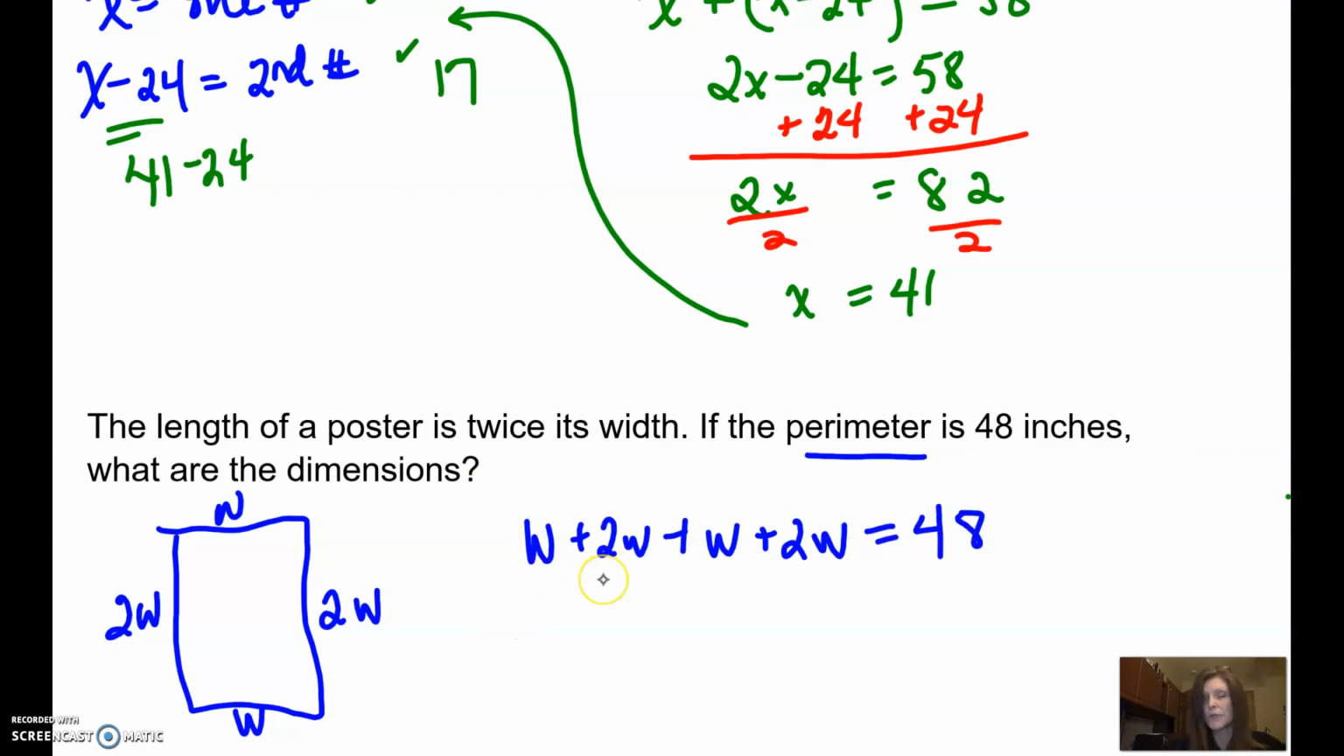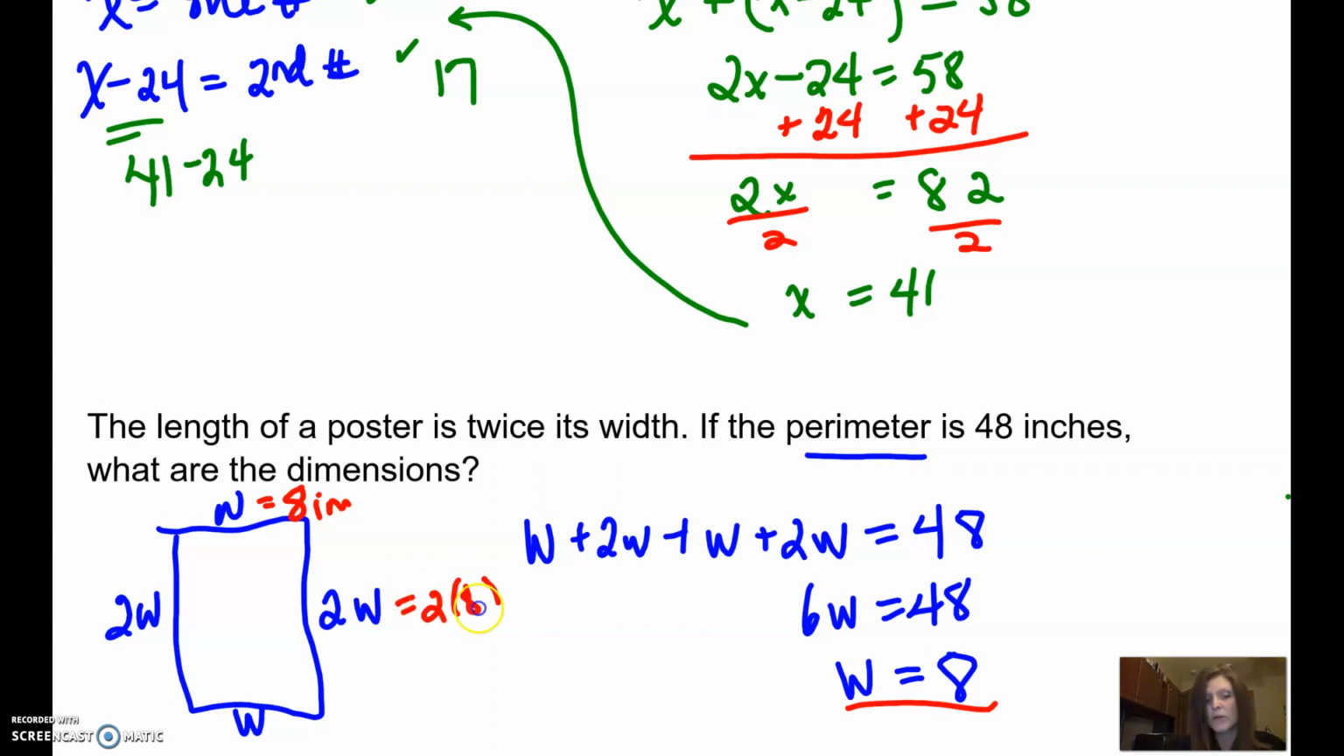Okay, 1 plus 2 is 3, 3 plus 1 is 4, 4 plus 2 is 6W equals 48. Dividing both sides through by 6, we would get W equals 8. Okay, again, what have we found? Well, what we found is W, and according to my picture, which is why I love pictures, that means the width is 8 inches, and the length is 2 times that, so 16 inches. What are the dimensions? The dimensions, length and width, is going to be an 8-inch by 16.